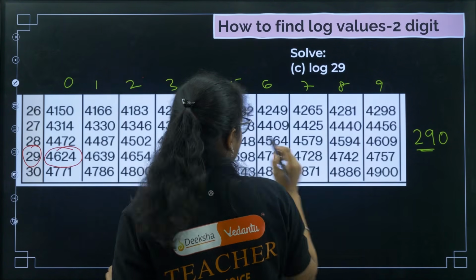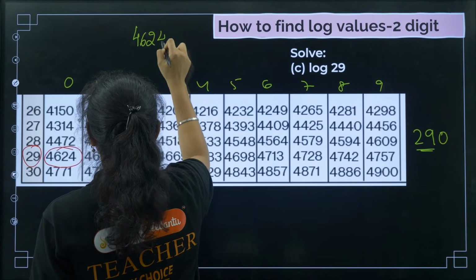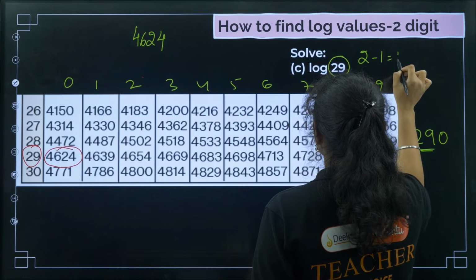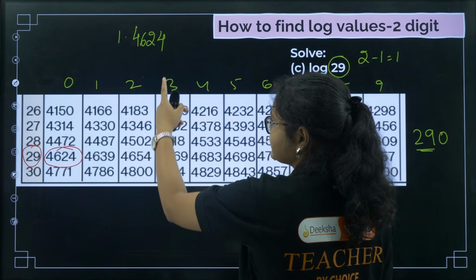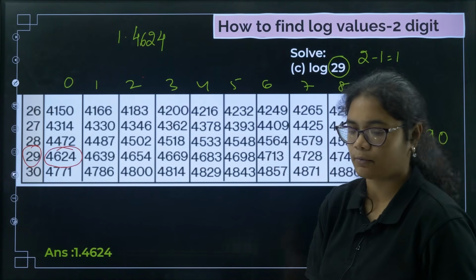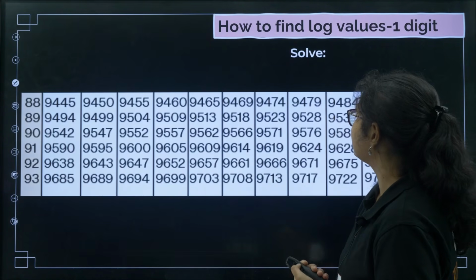4624, so I will write 4624 first. Now there are two digits here, so 2 minus 1 is 1, so I'll get 1.4624. So the answer for this question will be 1.4624. Now let us do it for a single digit.